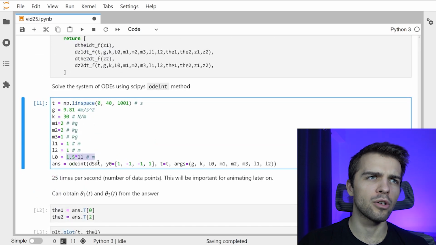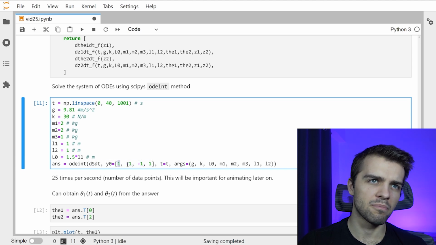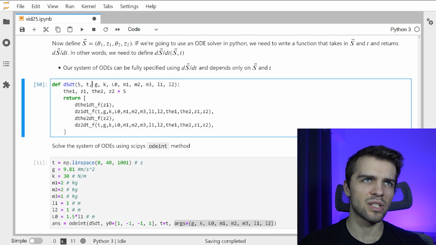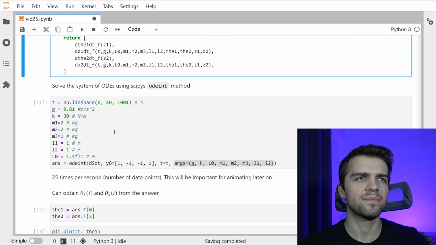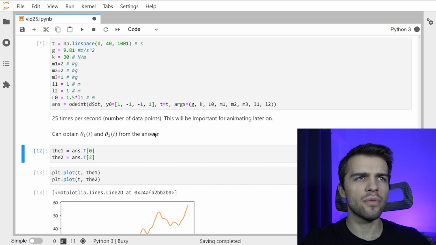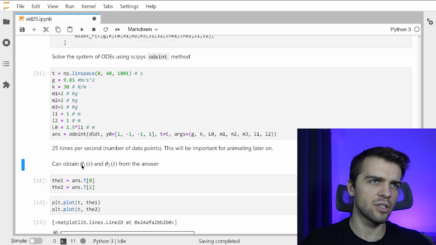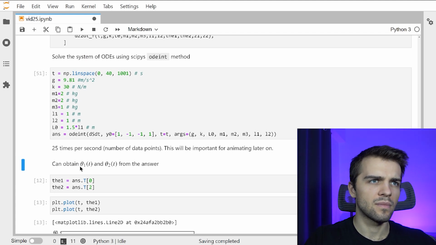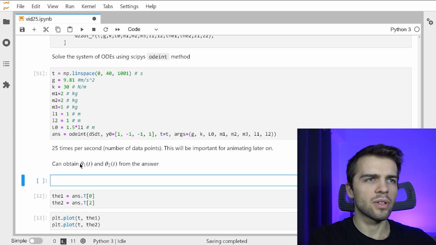So these are numerical parameters, and I just use odeint. It takes in the function we derived above. These are some initial conditions of theta 1, theta 1 dot, theta 2, and theta 2 dot. Then the times we want to solve for, and all these additional arguments that we need to pass to this function as well. So we can solve it. We can obtain theta 1 and theta 2 if we look at our answer like this.